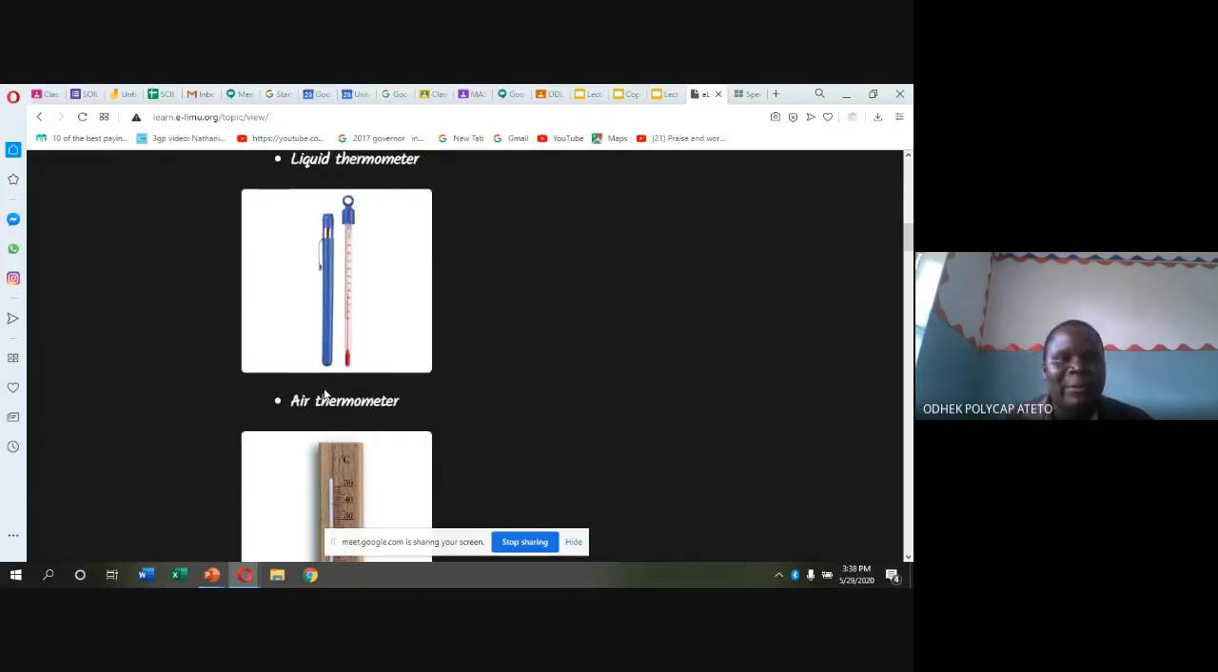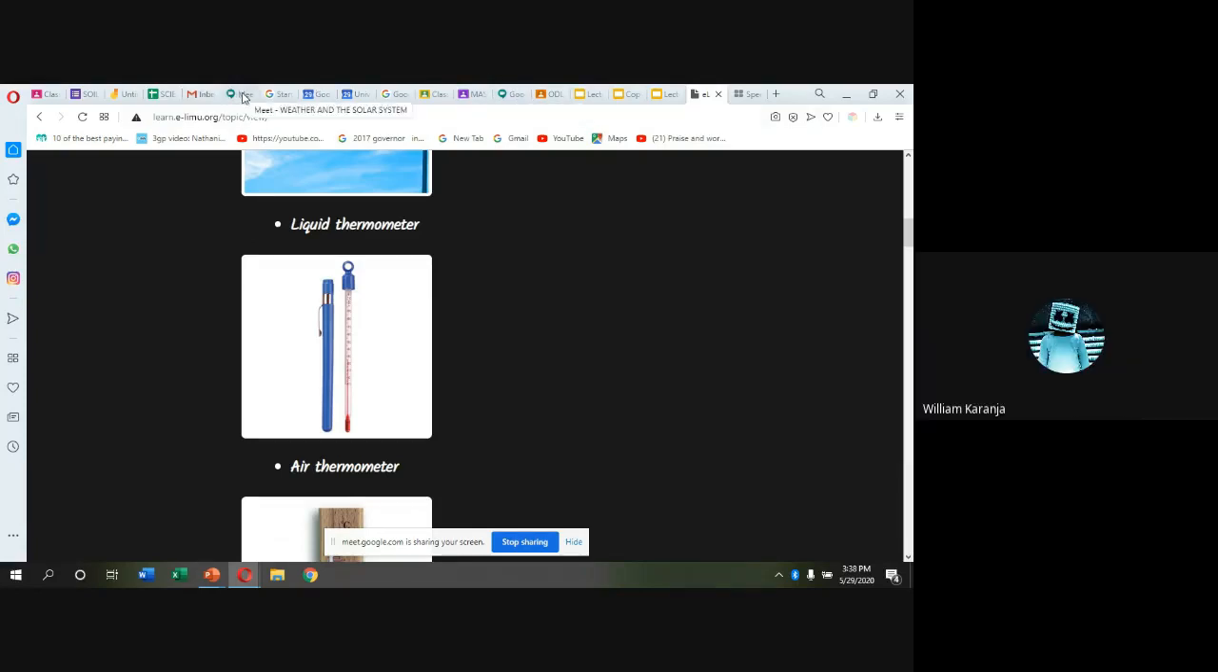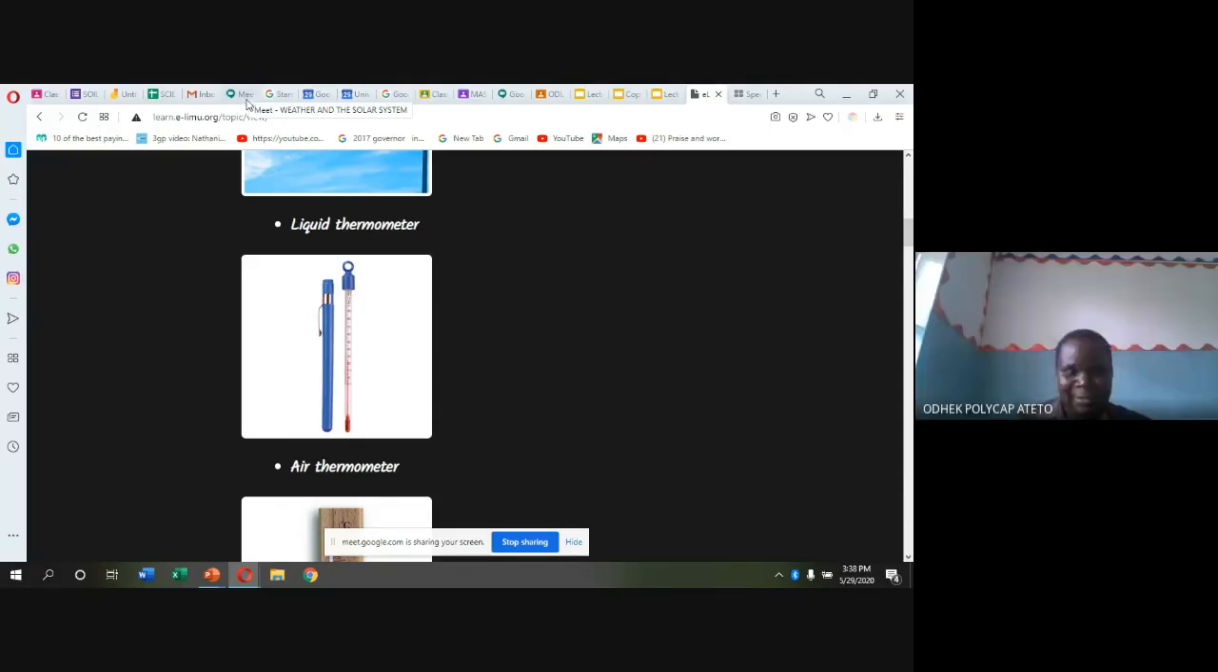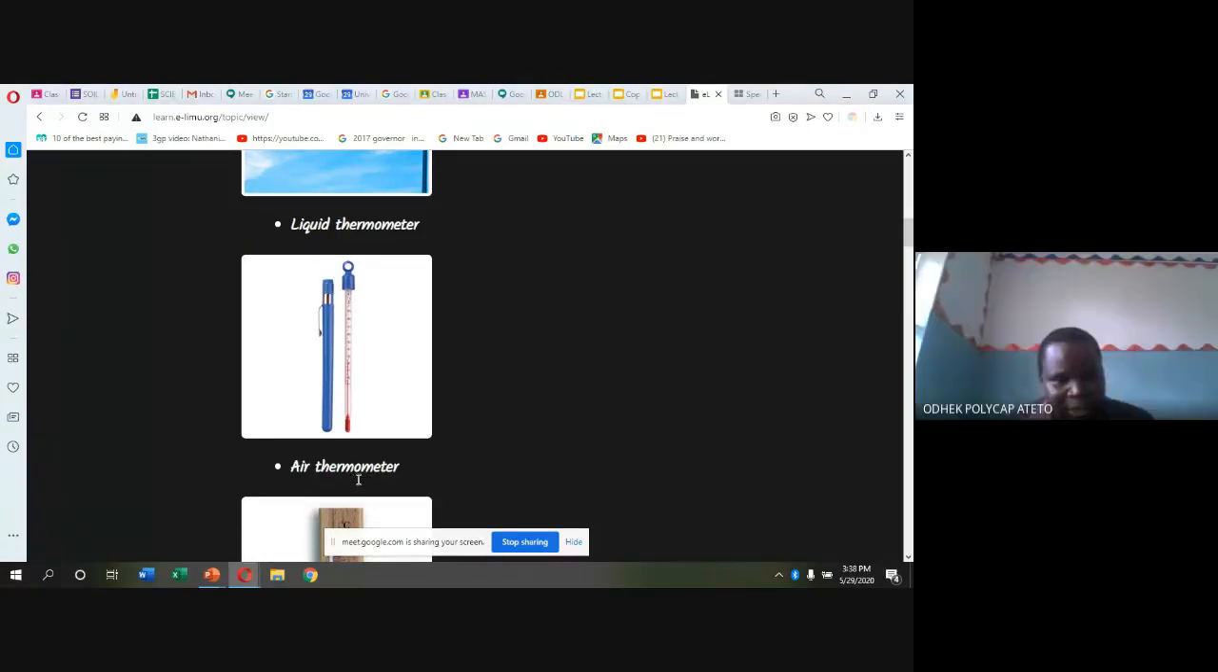Thermometers, the 2 of them, the air thermometer and the liquid thermometer. Who's speaking that? William, I've said you say your name. Olivia, correct? Air thermometer: expansion and contraction of air. And I hope everybody is writing these things.